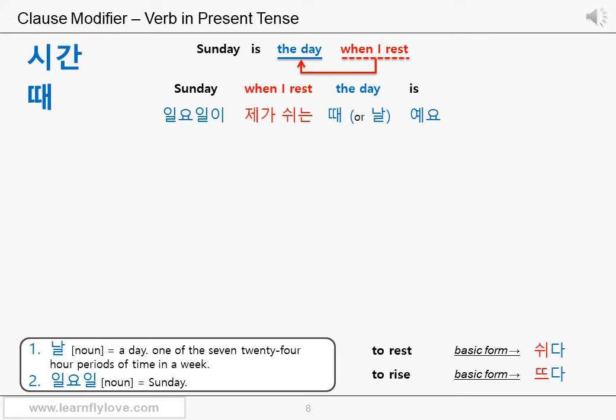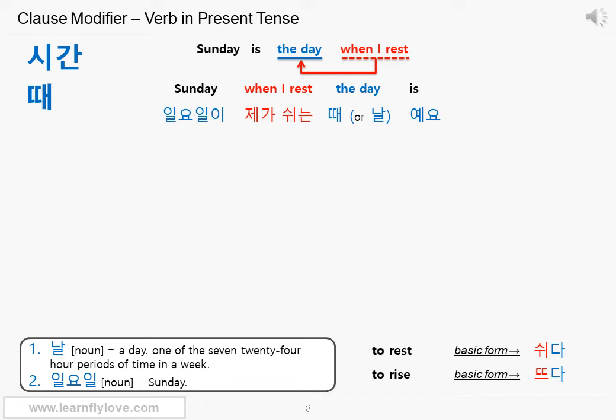Let's rearrange the sentence first. Sunday comes first because it's a subject. When I rest part modifies the day part. So when I rest part comes right before a noun, the day. And be verb is comes at the end of the sentence. Sunday, when I rest, the day is. Sunday is 일요일.